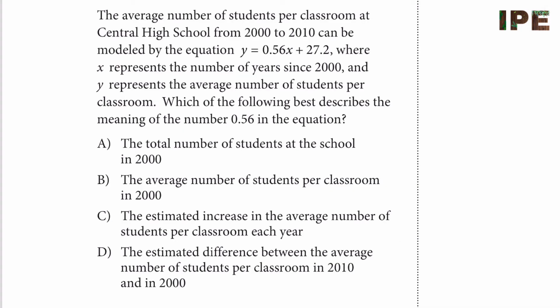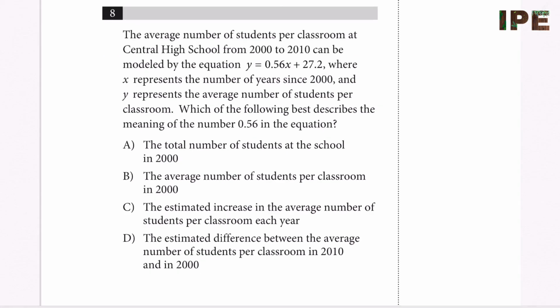The average number of students per classroom at Central High School from 2000 to 2010 can be modeled by an equation. Which equation? y equals 0.56x plus 26.2, where x represents the number of years since, it's important, since 2000.